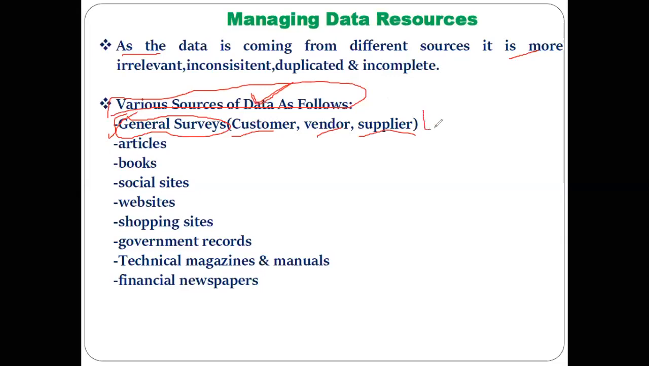Yes, sir. So that is the main source of data for these different departments, as I mentioned here: general surveys, articles written by different businessmen, articles related to businesses, books written by different scientists related to businesses, social sites. Can a social site also be a source of data for businesses? Yes, sir. Because on different social sites, like Twitter, Facebook, WhatsApp, people share their views about certain products. So that also becomes a source of data. Different websites are also a source of data. Various shopping sites, like Amazon, Flipkart, and the customer reviews on them.